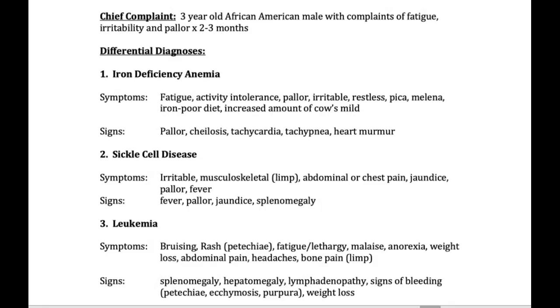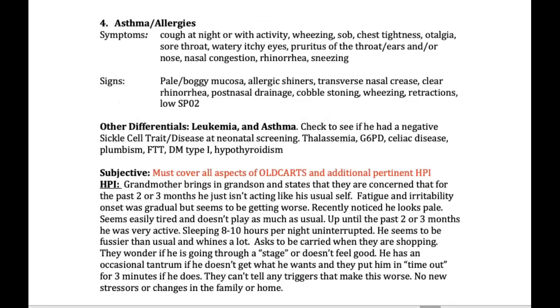Because as we gain knowledge and clinical experience, we really need to begin to expand our differential diagnoses list, thinking about what are the most common things versus what are the most concerning things that I absolutely must rule out. Okay, so some common differentials for this chief complaint would be iron deficiency anemia due to age and diet, sickle cell disease due to ethnicity. Don't forget leukemia. That's one of those big things that you wouldn't want to miss. Your asthma and or allergies.